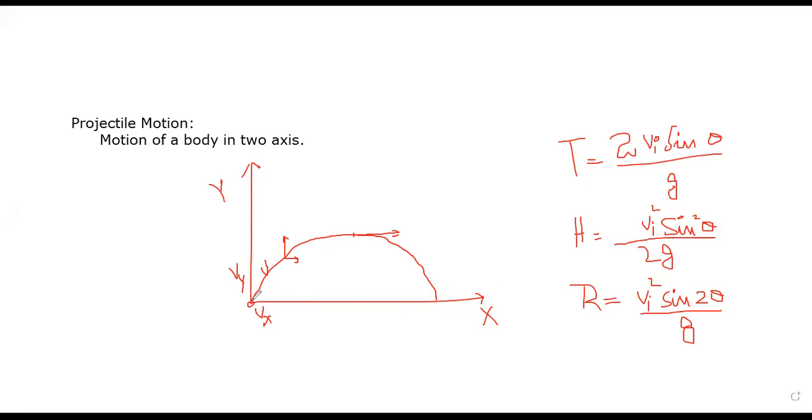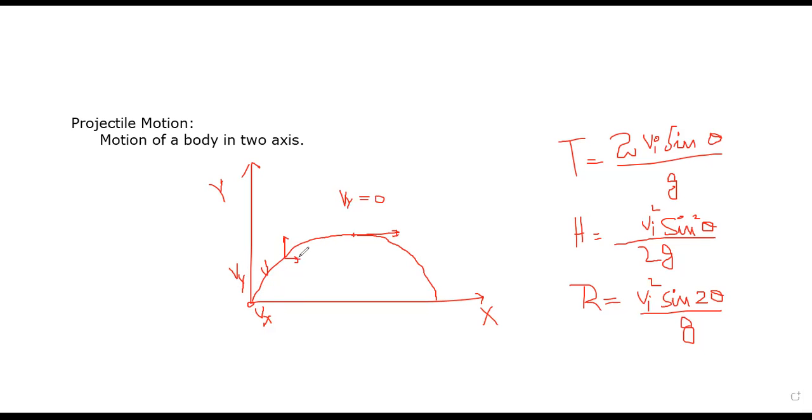This starting point is called the point of projection, and that point is called the point of landing. The velocity is resolved into its components, that is, initial velocity along the x-axis and initial velocity along the y-axis. At the top peak, also called the summit point or maximum height, the y component will wipe out, becoming 0, and only the x component will exist.